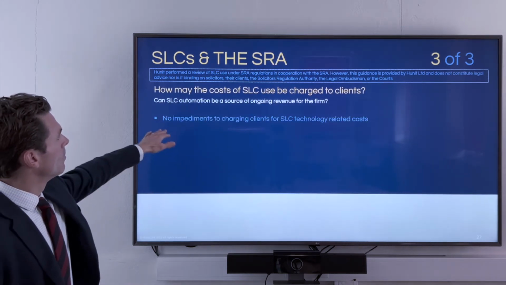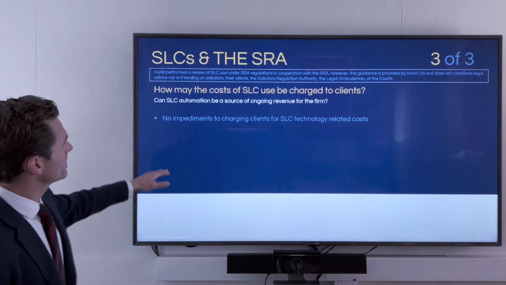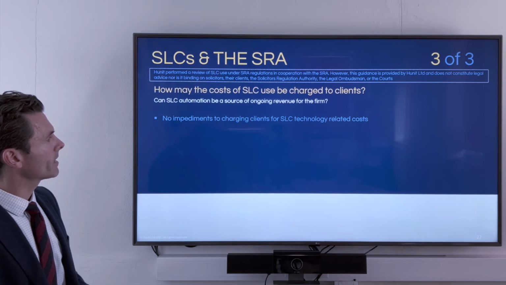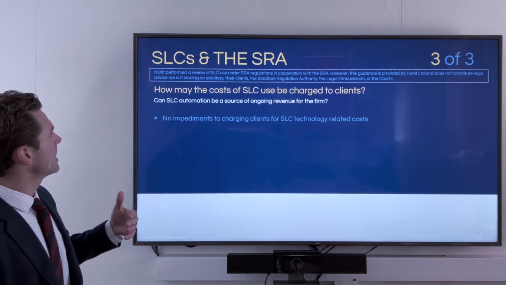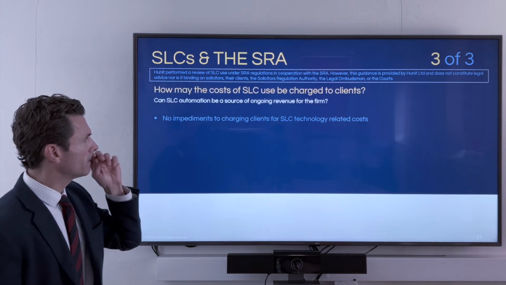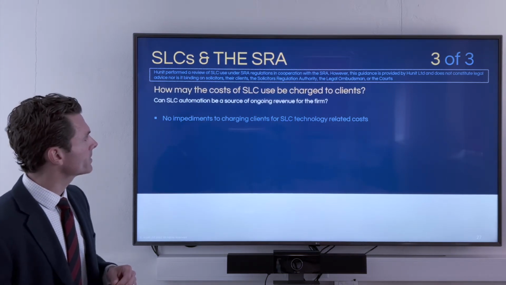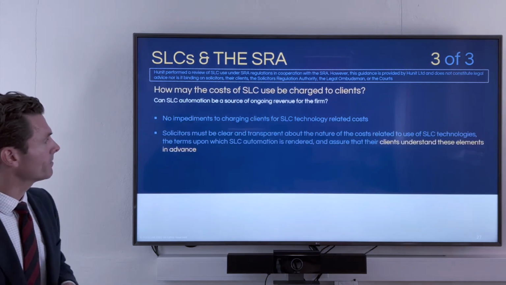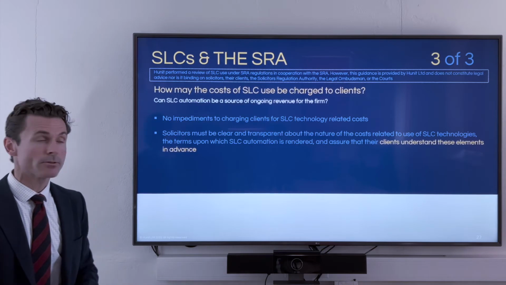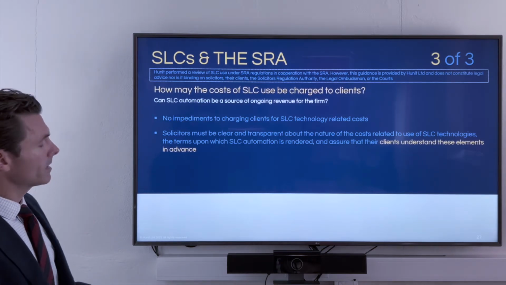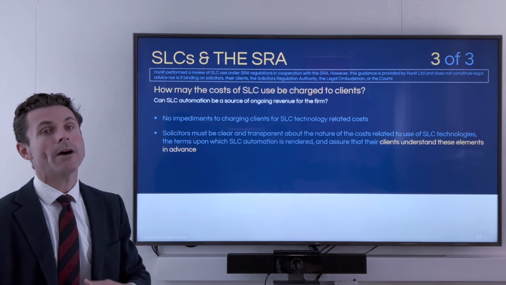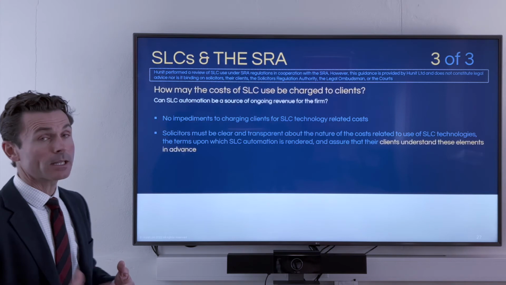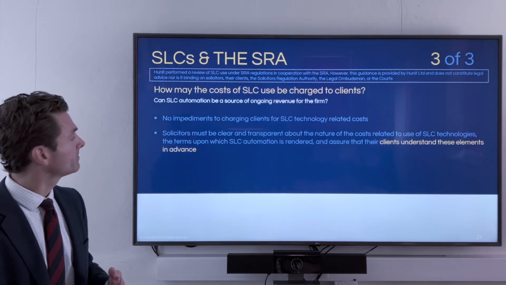So, what we believe is that there are no impediments under the account rules or otherwise inside the SRA's regulatory texts that impede clients or firms from charging their clients for SLC technology-related costs. But, and here's the but, solicitors must be clear and transparent about the nature of these costs, and they need to be very clear to the client around how the automation works, when it will work, and how the automation will trigger those costs for them. So it is clear that they need to understand this in advance.